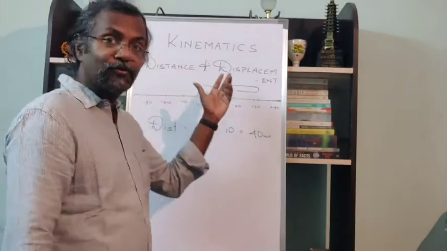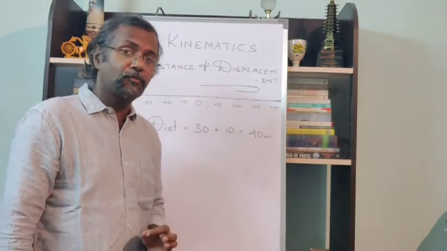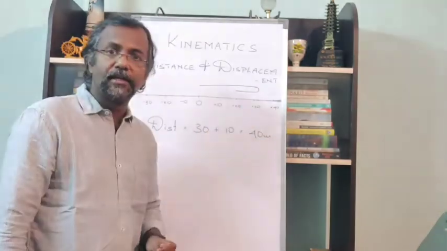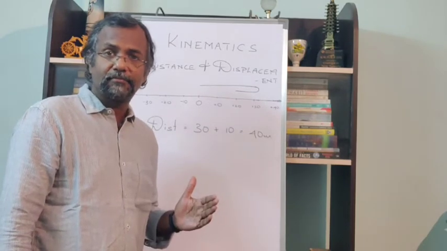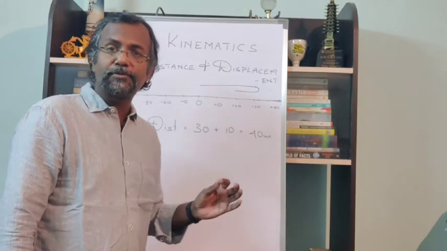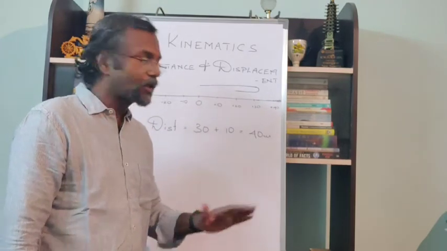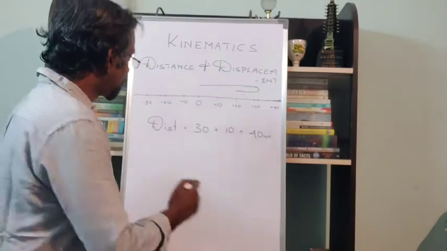The second term is more interesting. It's displacement, and probably it's more useful for us when we try to measure and describe motion. Displacement is the change in position. That is, final position minus the initial position, the change in position. So let's take this same scenario and ask, what is the displacement?